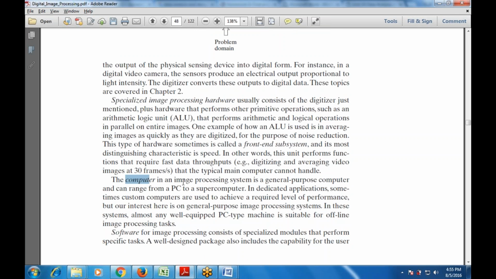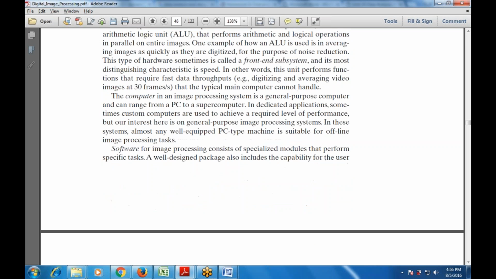The computer in an image processing system is a general purpose computer and can range from a PC to a supercomputer. In dedicated applications, sometimes custom computers are also used to achieve a required level of performance, but our interest here is on general purpose image processing systems, that is, a PC type machine suitable for offline image processing tasks. That is the computer.